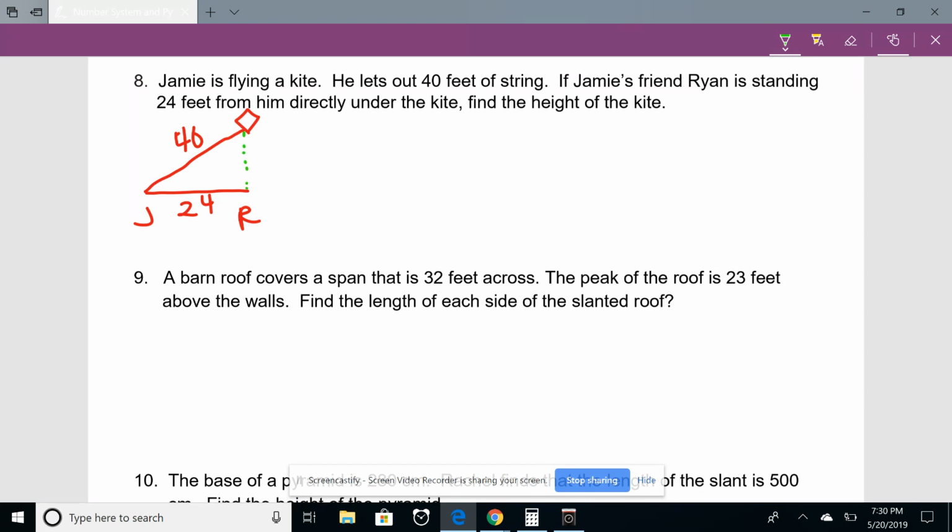Here's our kite. And we want to figure out what is the height of the kite. Now look at that. It looks like a right triangle right here. And we're trying to find the length of a leg. We'll call it X. 40 is my hypotenuse. This is across from the right angle. So since we're trying to find the leg, I'm going to call this one A. Let's call it X squared. Okay, the other leg is 24, so plus 24 squared equals 40 squared.